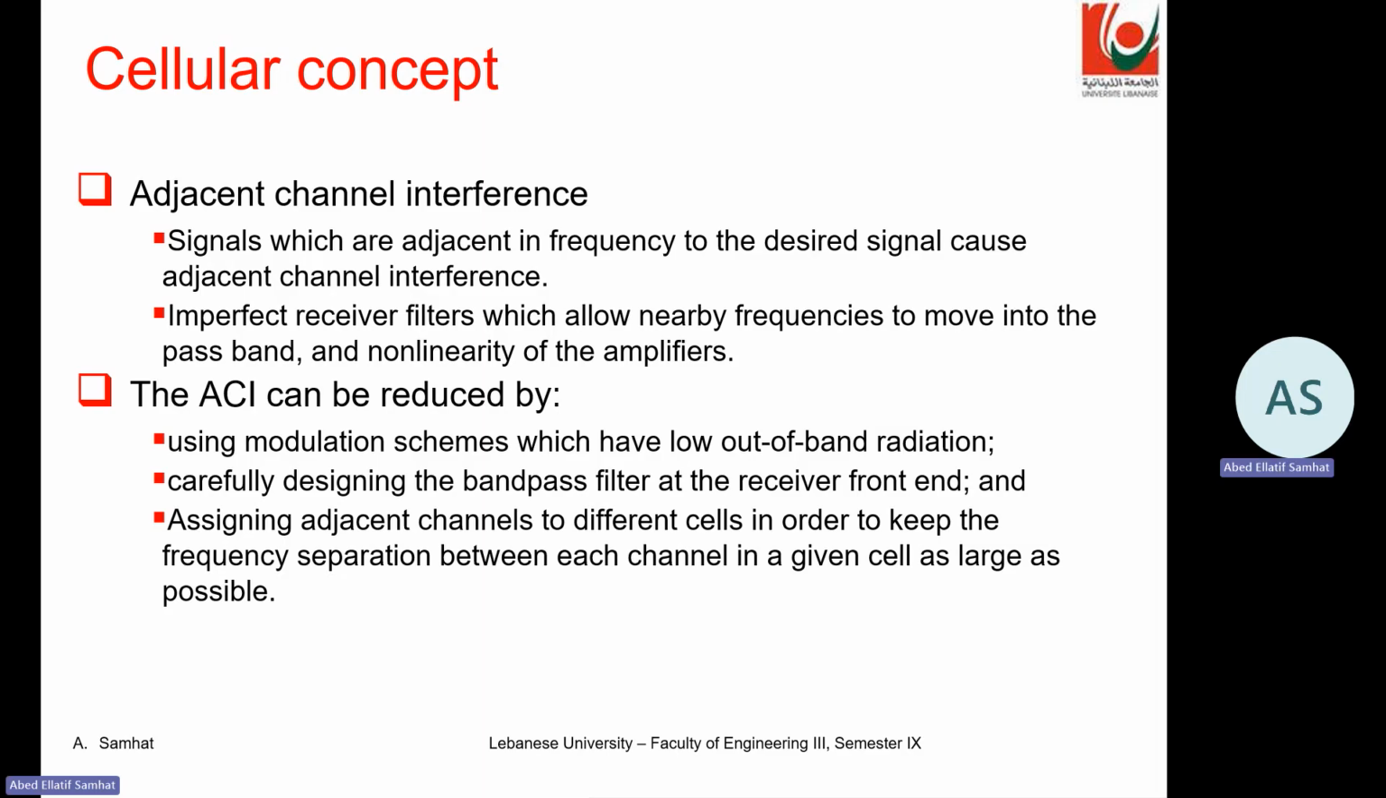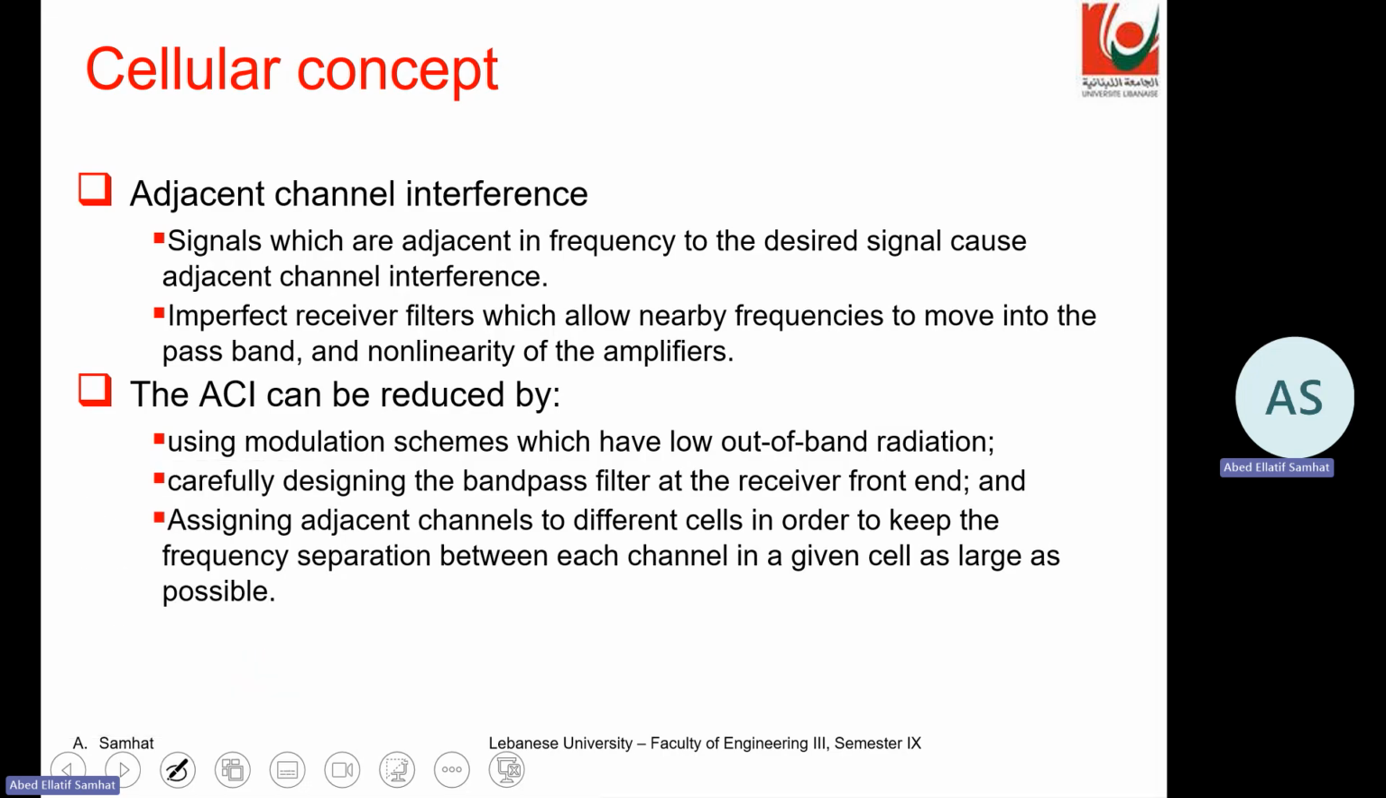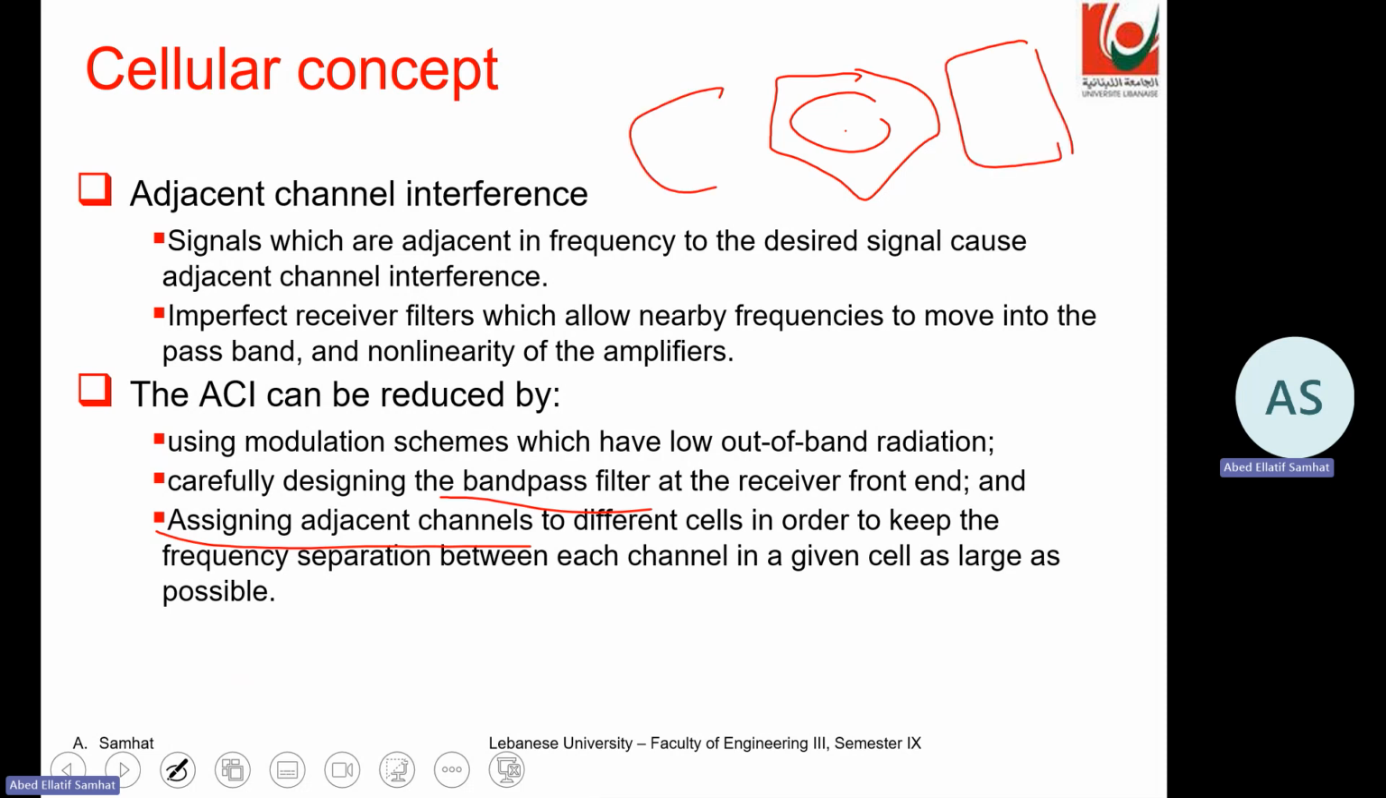In order to reduce that, we can use some modulation schemes with low out-of-band radiation, or we carefully design the band pass filter. And one of the solutions is to assign the adjacent channels to different cells. So we will not use adjacent channels in the same cell. We can use them in different cells. This will avoid the adjacent channel interference. Okay.